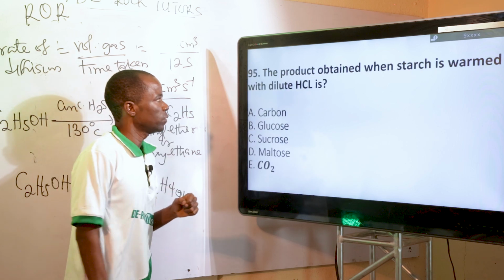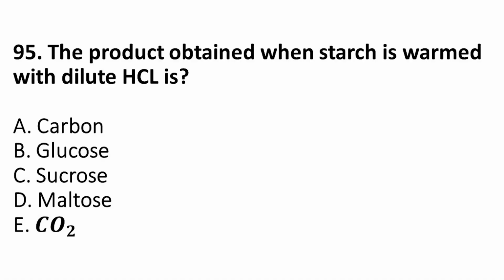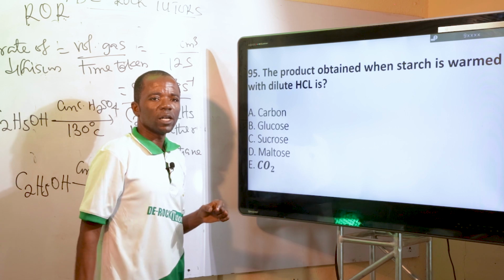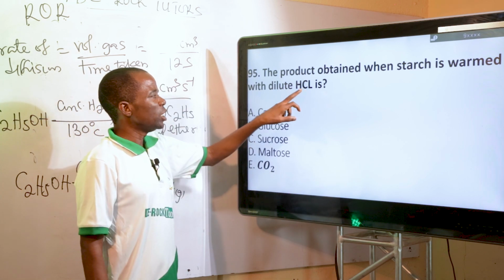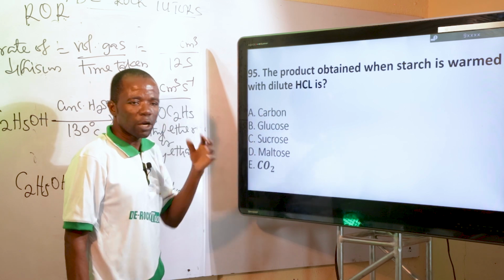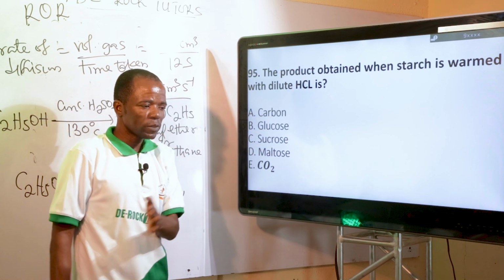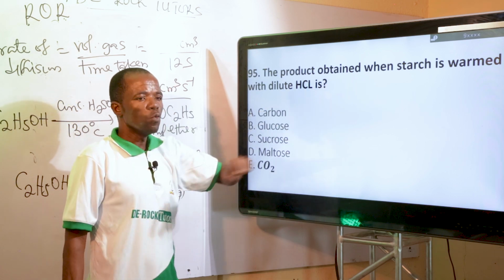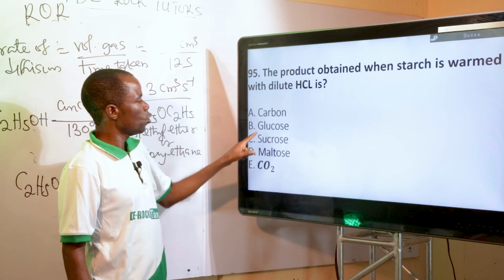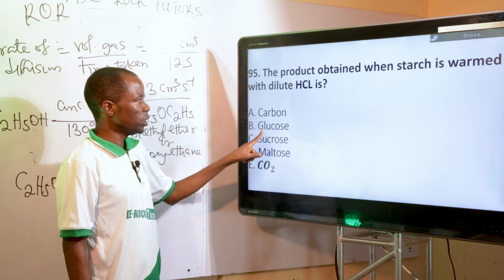Number 95. The product obtained when starch is warmed with dilute hydrochloric acid is dash. The answer will be glucose. Starch is a polysaccharide. When a polysaccharide is warmed with a dilute acid, the dilute acid will hydrolyze it. Hydrolyze means to break a complex substance into a simpler substance. The complex sugar, which is starch, will be broken down or hydrolyzed into a monosaccharide, which is glucose.